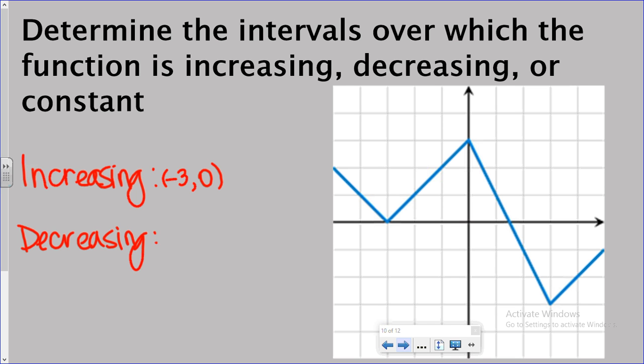Where else are we increasing? 3 to, we can call it 5, that would be fine. So then from 3 to 5. Remember, we're looking at the piece of the domain, or the x values, from left to right where our function is rising. Okay, so then when we look at decreasing intervals, when we go from left to right here, we are decreasing from -5 to -3 because that's where we are falling. And then also from 0 to 3.